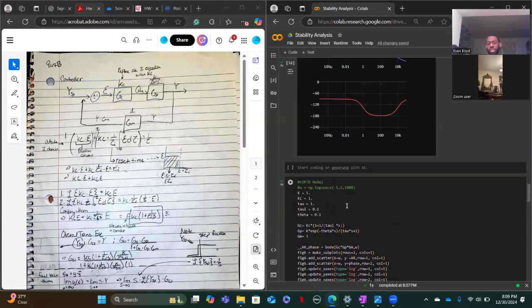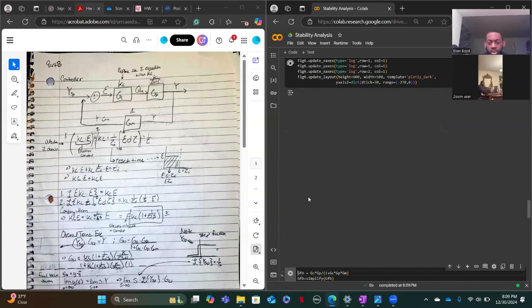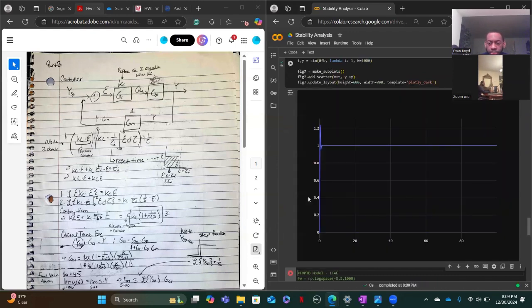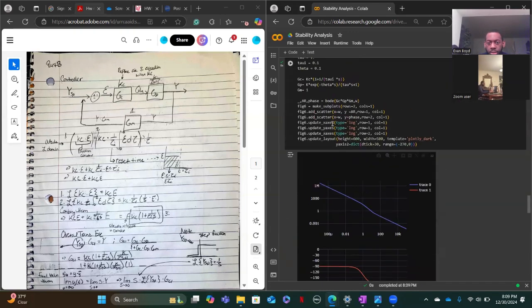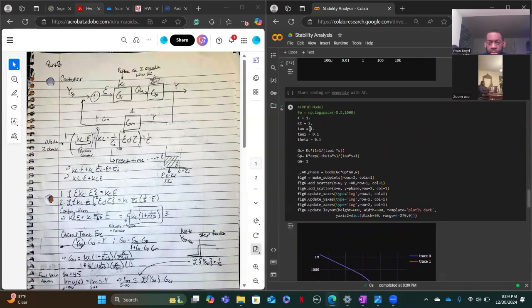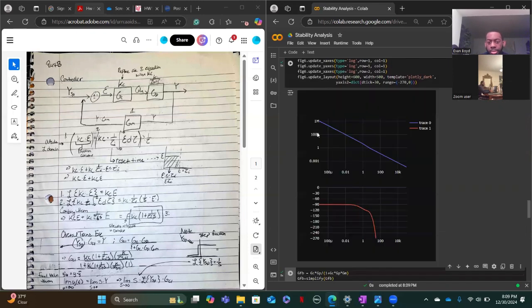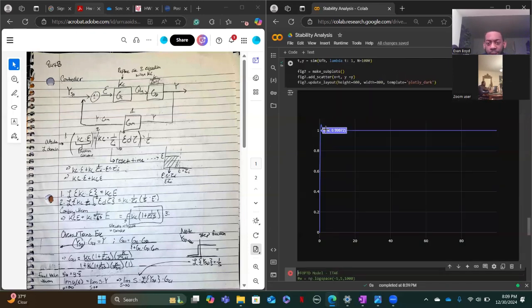We can try to make this more optimal. We can change our controller to see what that does for us. Let's try to change our tau to 0.5. The goal is not to have that spike. You see how it levels off a little bit now.